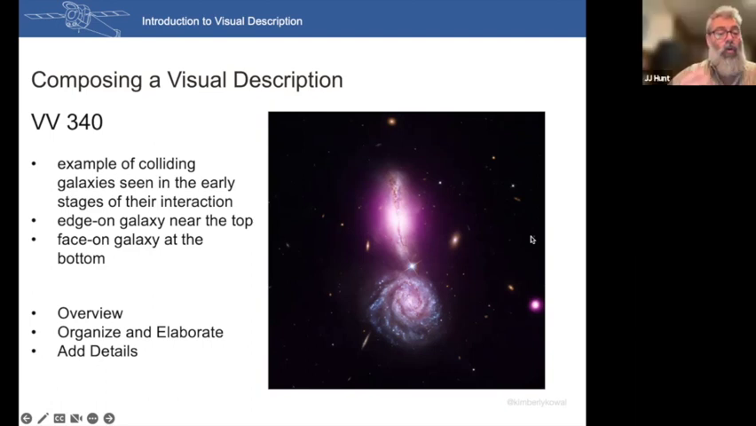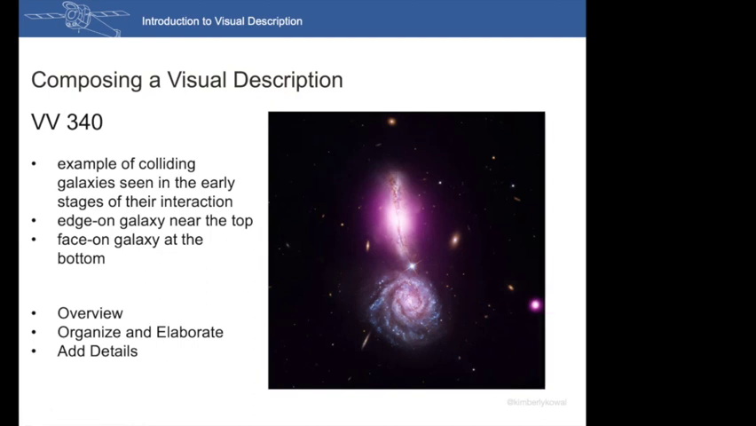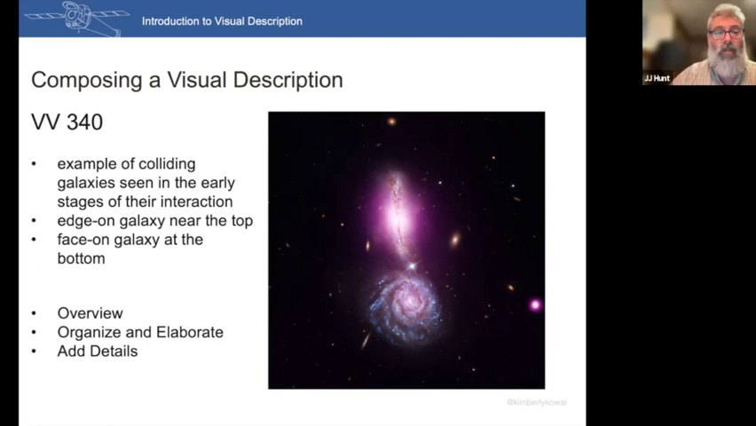So how do we want to organize this? Do we want to go image element by element? So top galaxy, bottom galaxy, a background? What are some other ways we could organize this? Anyone have any ideas as to the different ways to organize your description of these two galaxies?